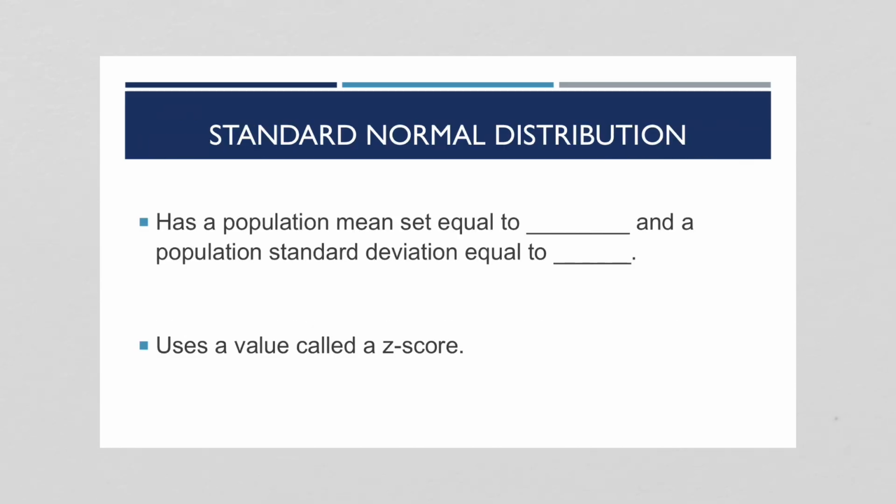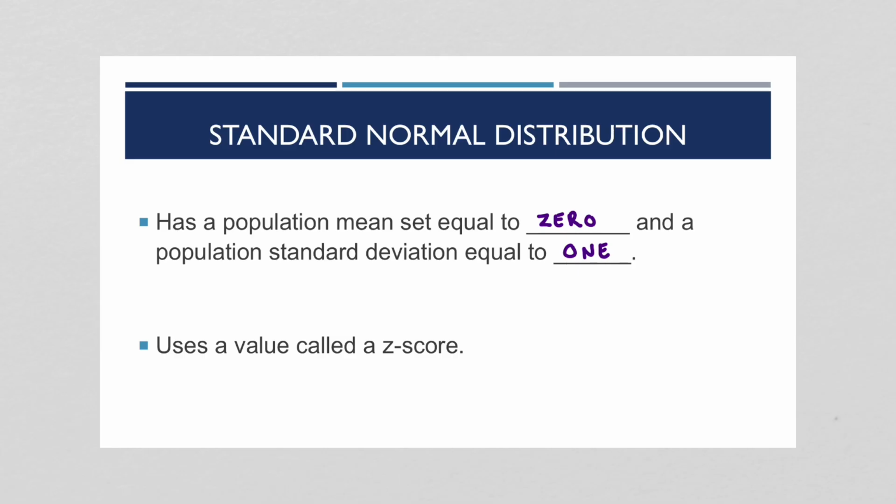So moving right along, like I said, I told you it was a quick history. We're going to talk about the standard normal distribution. So the standard normal distribution has a population mean that is set equal to 0 and a population standard deviation that is equal to 1. And then again, this uses a value called a z-score.